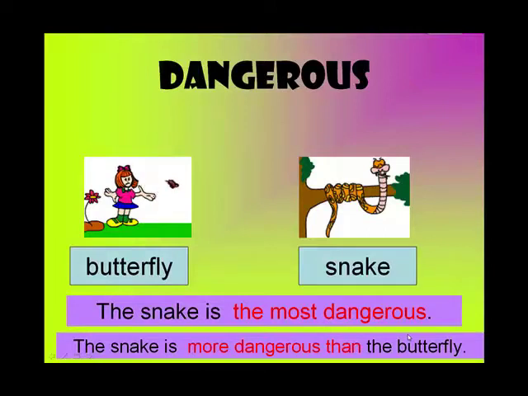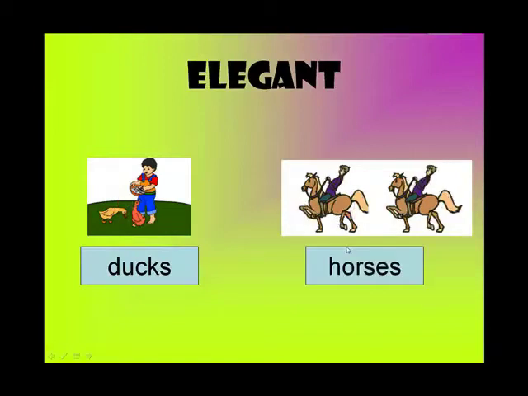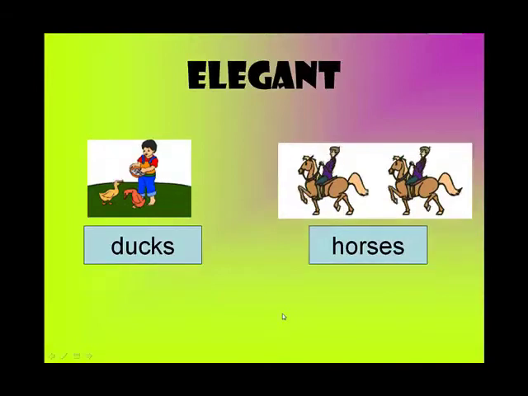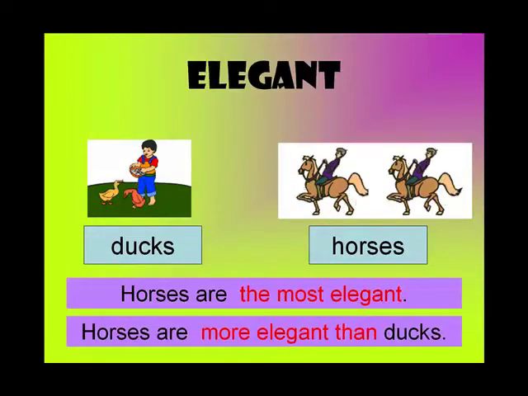This is the comparative. In our last example, elegant, again we have plurals, ducks and horses. For many people, horses are more elegant, okay? So, horses are the most elegant. This is the superlative, and horses are more elegant than ducks. Okay? This is the comparative. And this is the last example.